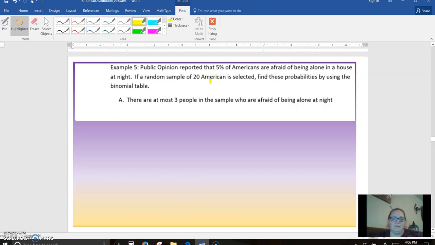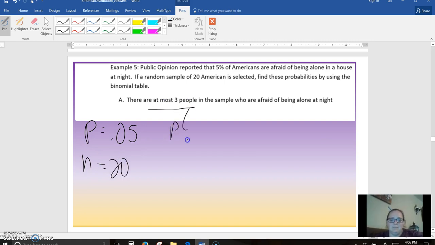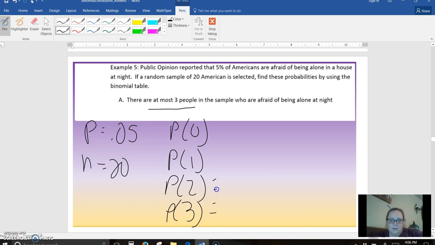Same problem. So they reported that 5% of Americans are afraid of being alone in the house at night. 0.05 is 5%. A random sample of 20, at most 3 people. So that means P of 0, P of 1, P of 2, P of 3. You always have to consider the P of 0 because y'all are most likely going to forget that. That's the probability of none, and it's not always 0.